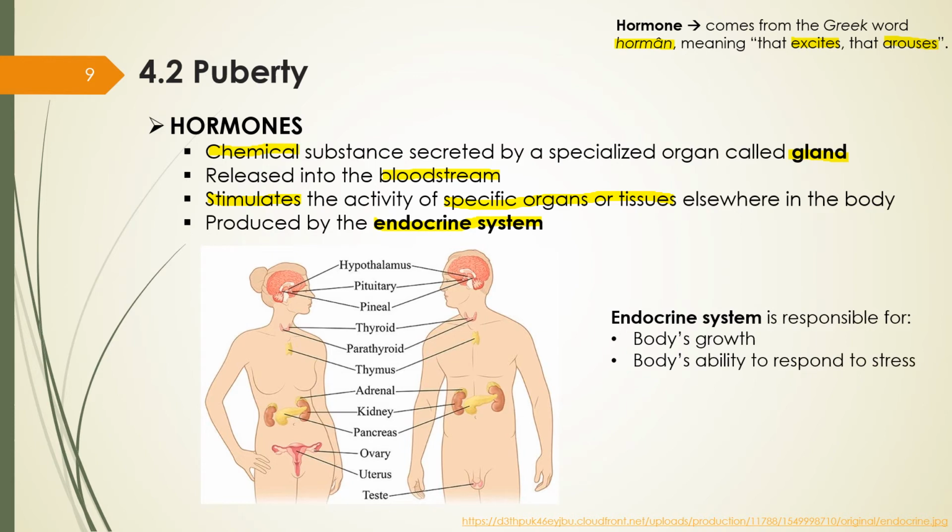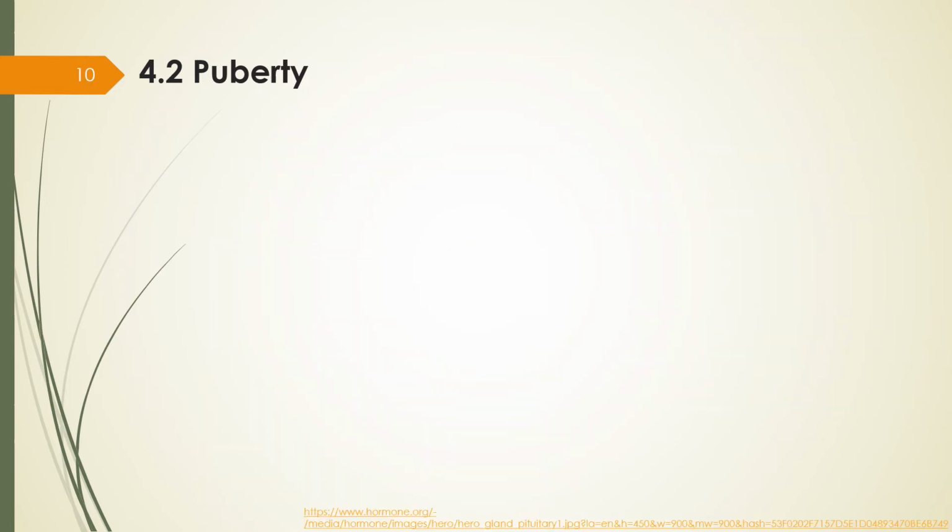The ability to respond to stress. So when you are very stressed, your body releases some hormones as well. It is also responsible for reproduction and regulation of metabolic processes. So the endocrine system has a lot of responsibilities, okay? But now we are going to focus on reproduction. Just be aware they have other goals as well.